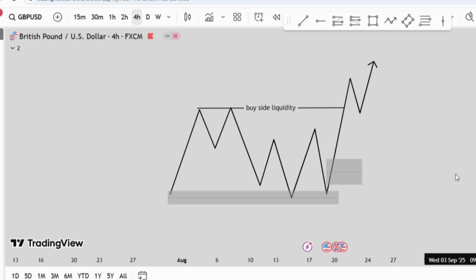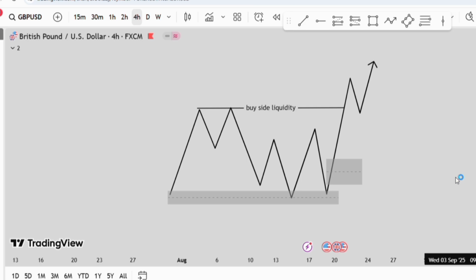Firstly, what is liquidity? Liquidity refers to areas in the market where a large number of buy or sell orders are sitting, especially stop loss and pending orders. So, in conclusion, liquidity means money. And when there's money, there are so many pending orders in that particular area, maybe your stop loss or your pending order.